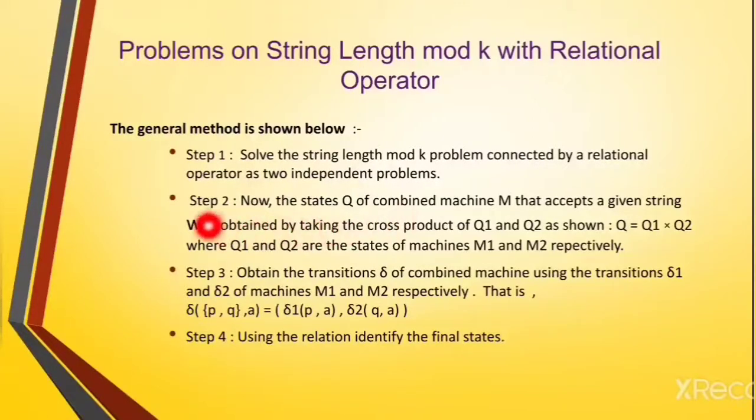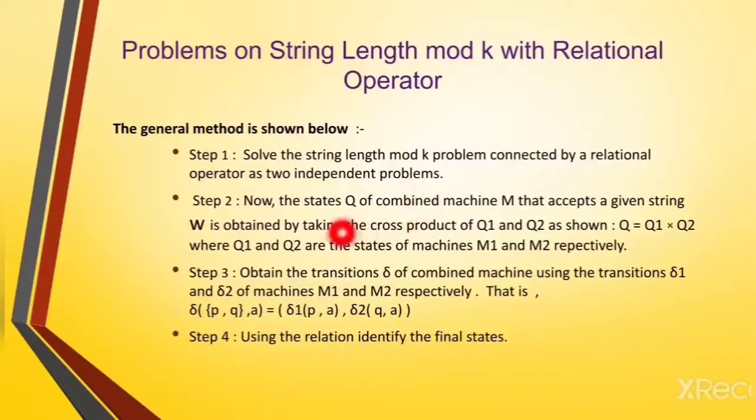Step 2 is that the state Q of the combined machine M that accepts a given string W is obtained by taking the cross product of Q1 and Q2, that is, the two independent problems, where Q1 and Q2 are the states of the machines M1 and M2 respectively. In simple words, the state Q that accepts the given string W is obtained by taking the cross product of Q1 and Q2, that is Q is equal to Q1 cross Q2.